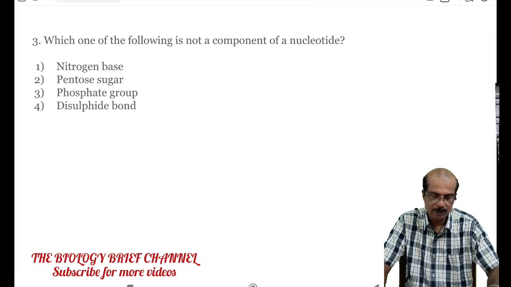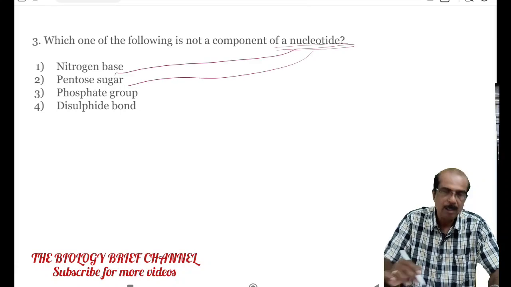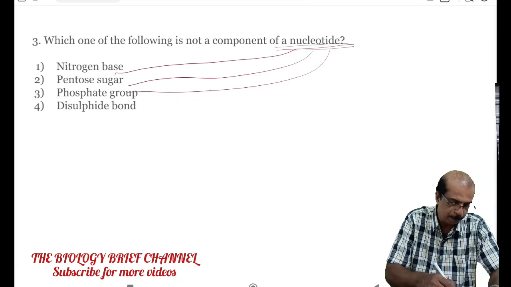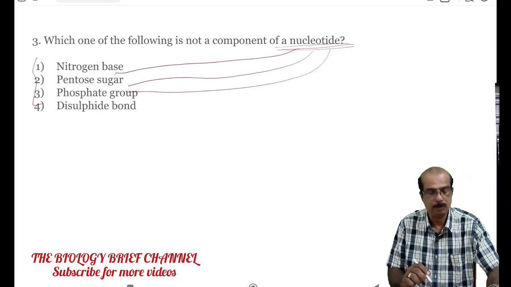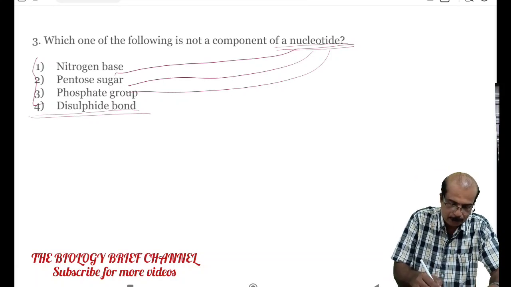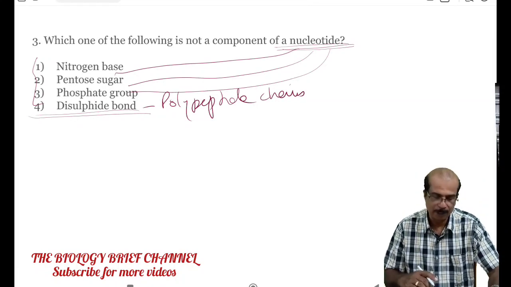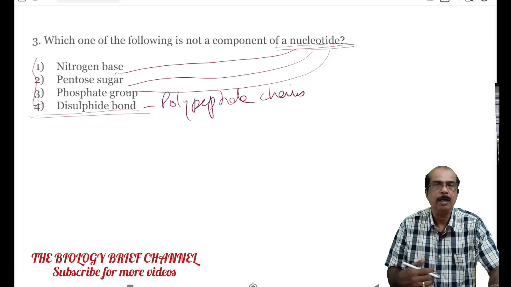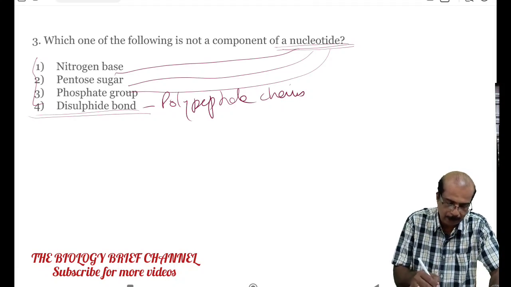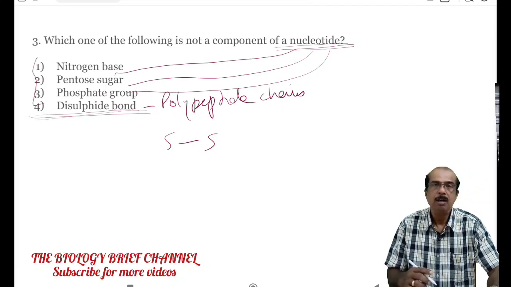Which one of the following is not a component of nucleotide? Not a component of nucleotide. A nucleotide consists of nitrogen base, pentose sugar, and phosphate group. The first 3 options are components of nucleotide. Therefore, our answer is the 4th choice, that is disulfide bond. Disulfide bond is present in polypeptide chains. Here, when 2 amino acids with sulfur come closer, the 2 amino acids will be linked forming a disulfide bond. So our answer to this question is option 4.